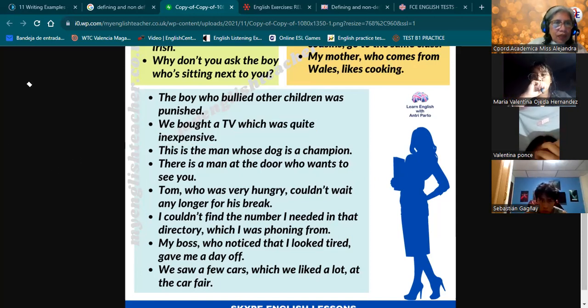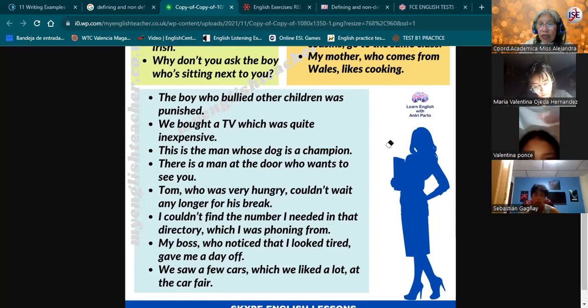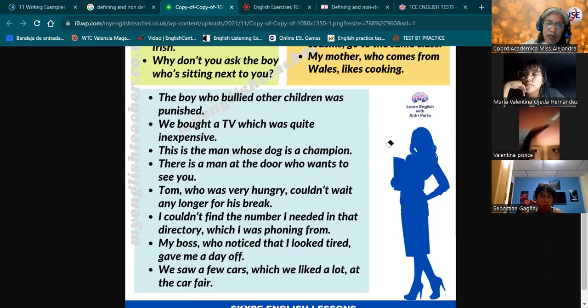This is the man. Valentin, if I eliminate this, can I understand, can I identify the man? Do I know who the man is? No. No. This sentence helps identify the man, okay? So that's the difference between defining and non-defining. The defining are necessary to understand a sentence, and the non-defining are additional.